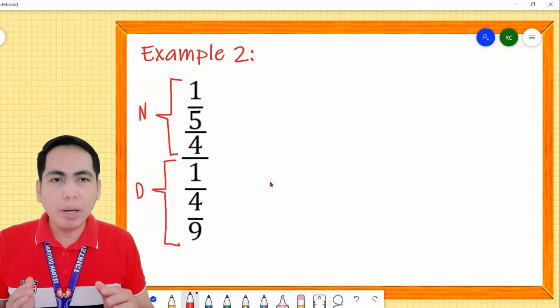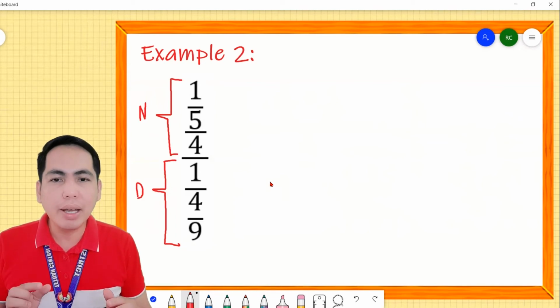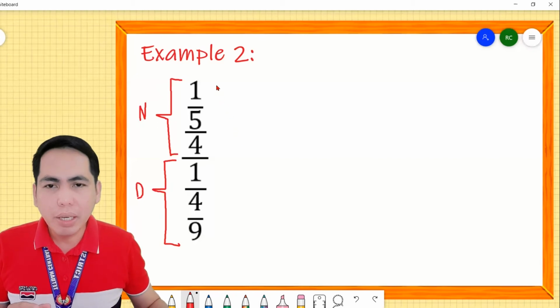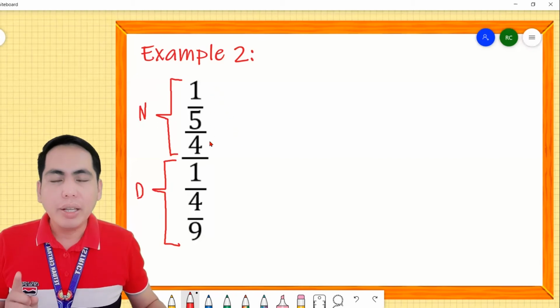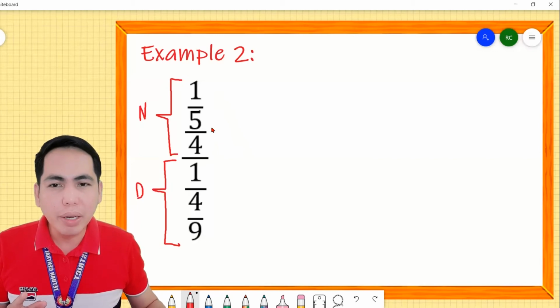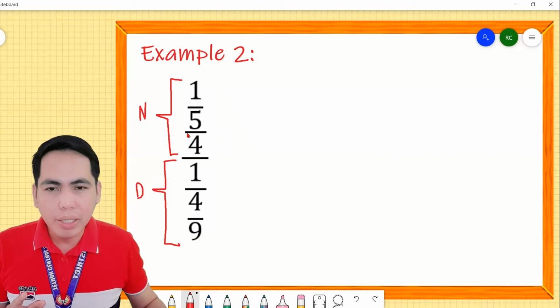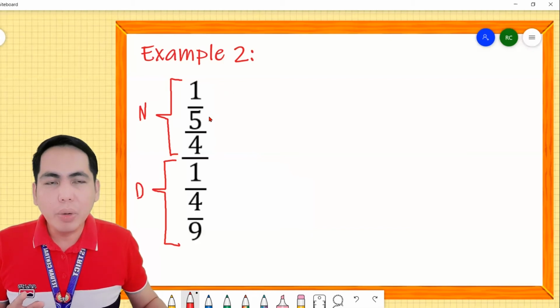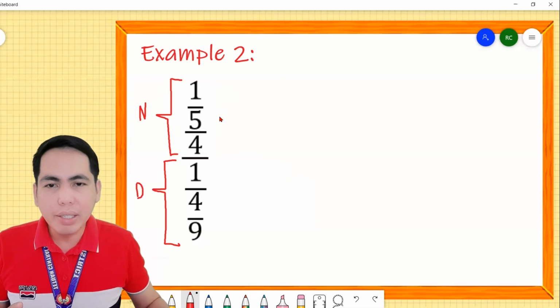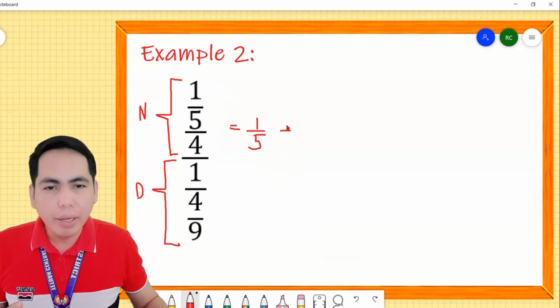First step is for us to make our numerator and our denominator as a single fraction. So let's begin with our numerator. Now, our task here is to identify which is our numerator and which is our denominator in this numerator part. Looking at the length of the fraction bar, we can see that this is the longer fraction bar. Meaning to say that 1/5 is our numerator and 4 is our denominator. So, we can rewrite this as 1/5 divided by 4.